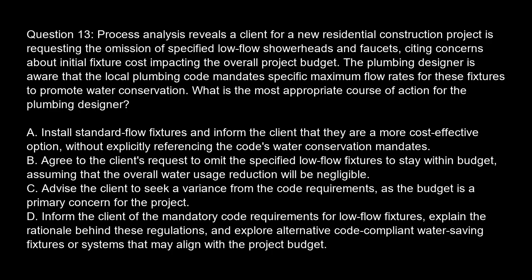Option A. Install standard flow fixtures and inform the client that they are a more cost-effective option, without explicitly referencing the code's water conservation mandates. Option B. Agree to the client's request to omit the specified low-flow fixtures to stay within budget, assuming that the overall water usage reduction will be negligible. Option C. Advise the client to seek a variance from the code requirements, as the budget is a primary concern for the project. Option D. Inform the client of the mandatory code requirements for low-flow fixtures. Explain the rationale behind these regulations, and explore alternative code-compliant water-saving fixtures or systems that may align with the project budget.